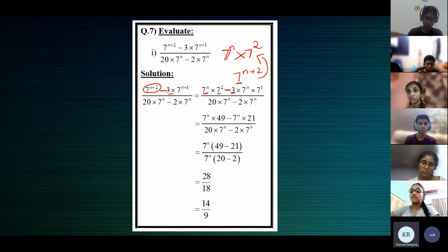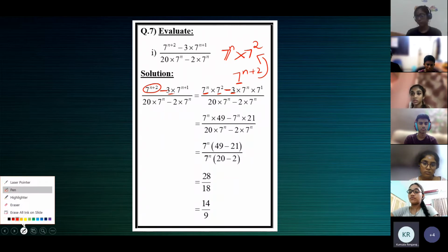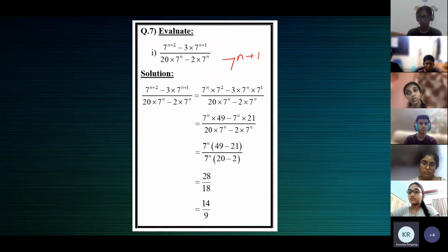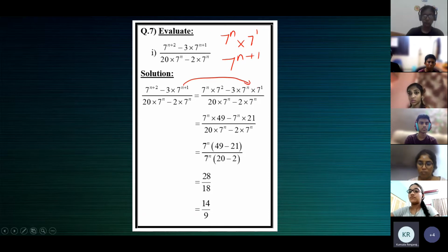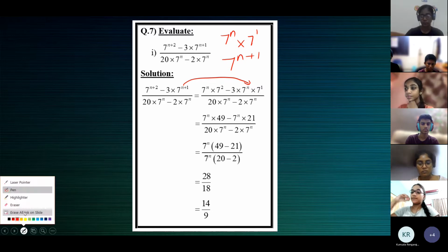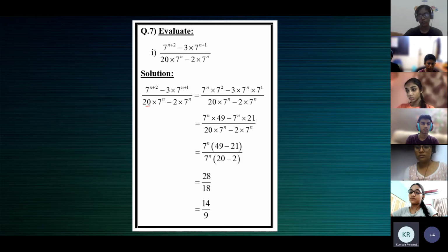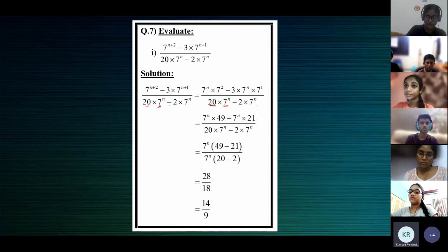You can see 3 here. And 7 to the power n plus 1 is written as 7 to the power n into 7 to the power 1, because n plus 1, right? The earlier step should have been 7 to the power n into 7 to the power 1. Bases are same, multiplication, we add the powers. Similarly, in the denominator, 20 as it is, 7 to the power n, nothing can be done with it. Write it as it is, minus 2 into 7 to the power n. Nothing can be done, write them as they are.